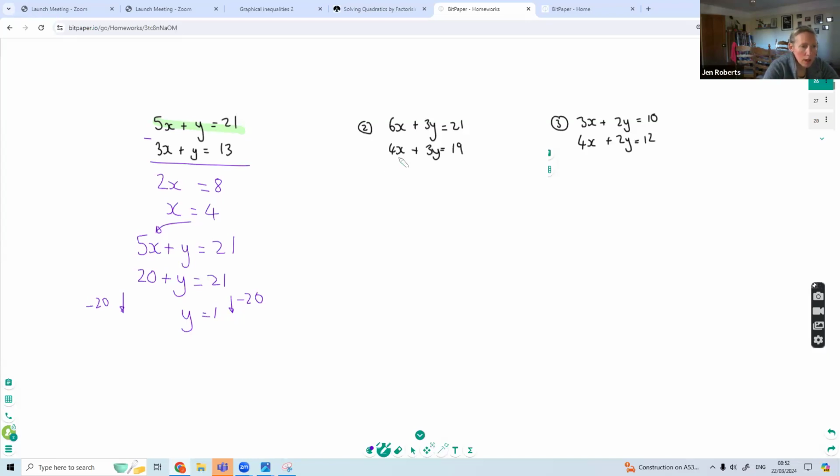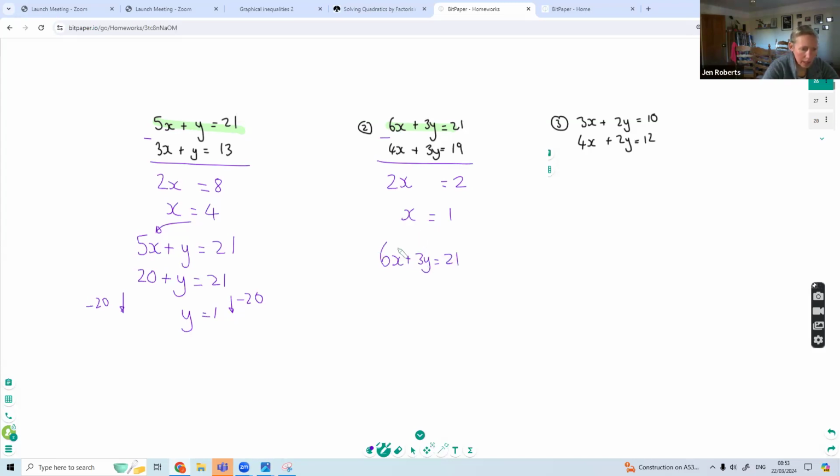This one, subtract. 6x take away 4x is 2x. 3y take away 3y, 0. 21 take away 19, 2. Divide both sides by 2, x is 1. I'm going to substitute that in the top equation. 6x plus 3y equals 21. I know x is 1, right?